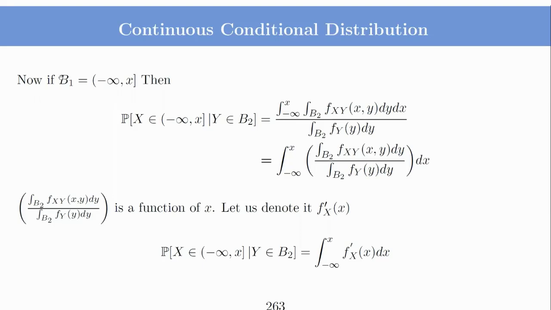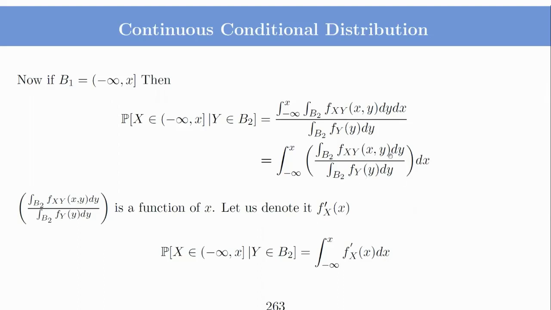Now in the same way, if I take B1 as (-∞, x] and I fix B2, then this is equivalent to a CDF. By definition, this will be the integration over B1 = (-∞, x], where the y integration is over B2 and the x integration is from -∞ to x, divided by the probability of B2. Because this is the integration of dy, I can take the integration with respect to x outside, since there is no integration with respect to x here. So this can be equivalently written as the integration over dx from -∞ to x of the ratio between the integration of the joint PDF over B2 divided by the integration of the PDF of y over B2.